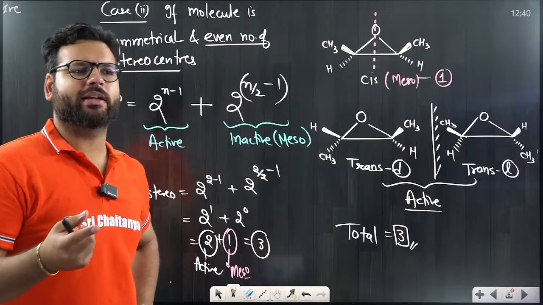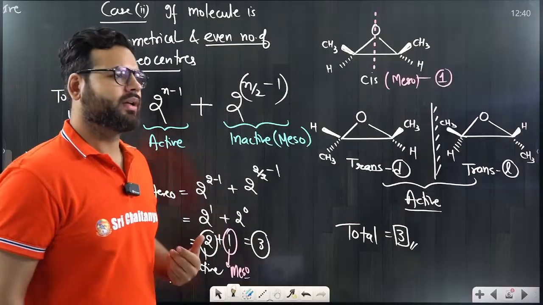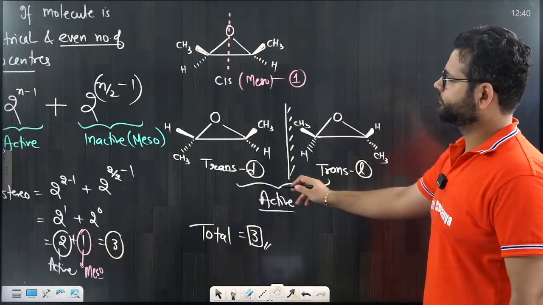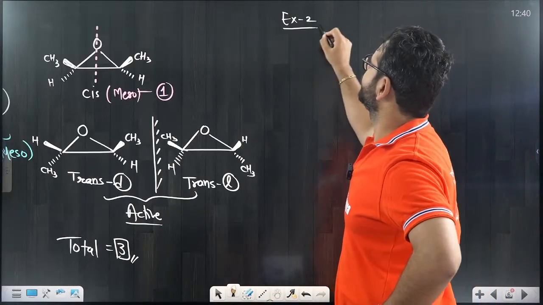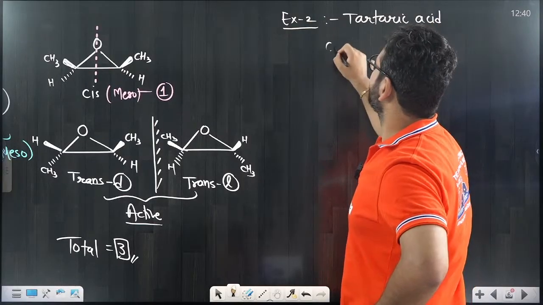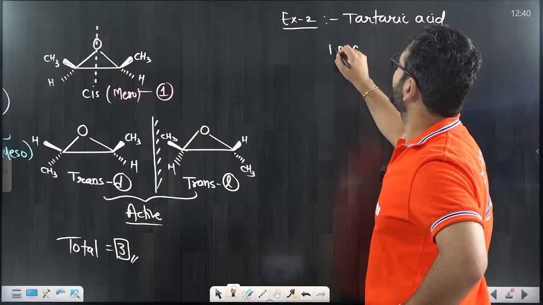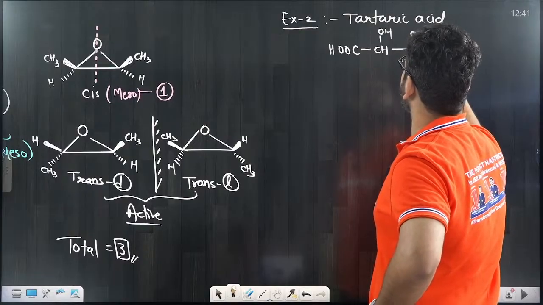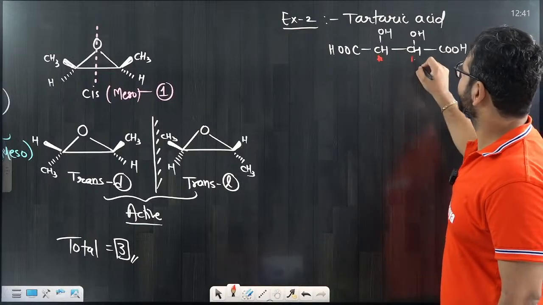Same works for the tartaric acid I told you in the last class. Tartaric acid was D-tartaric acid, L-tartaric acid and meso-tartaric acid. Tartaric acid was COOH, CHOH, CHOH, COOH. So this is also a symmetrical molecule and this also has two chiral carbons.